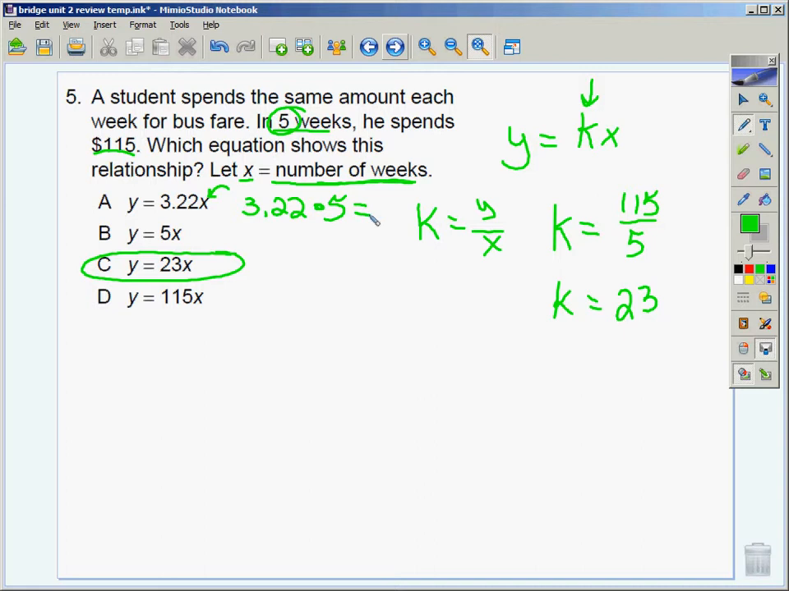C. Can there be 3.22 weeks? Sure. There could be. If it was 3 weeks and a day and some hours, it would be possible that we'd have 3.22 weeks.